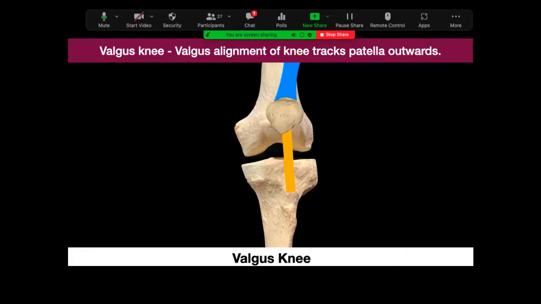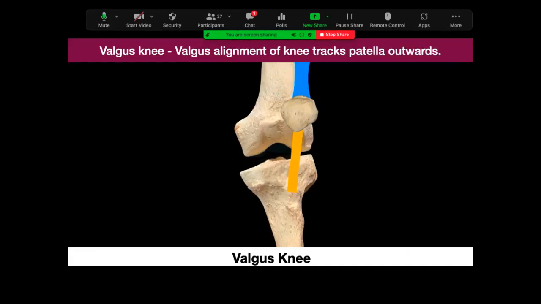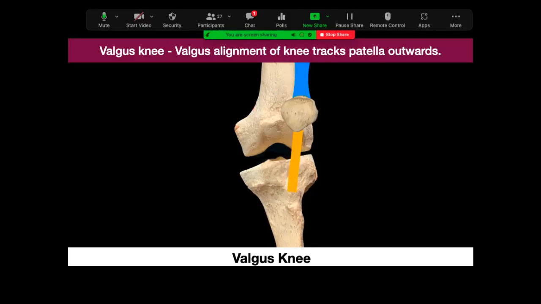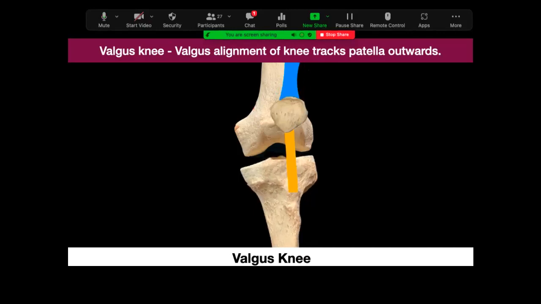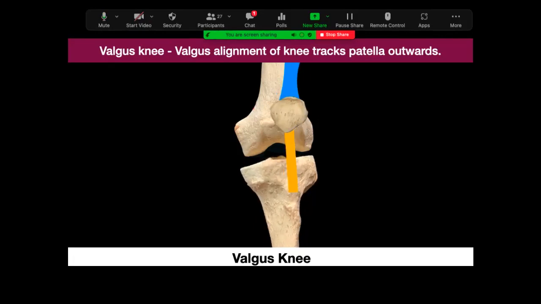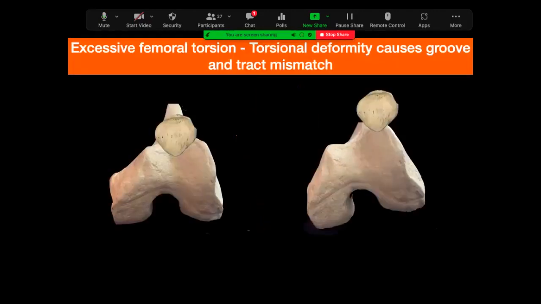For example, this is an animation. You'll see what happens in valgus. If the knee is valgoid, the patella is already lying in a lateral position. From the lateral position, when you flex, what happens? It hits the apex of the lateral femoral condyle, and your patella will dislocate on the lateral side. So whatever soft tissue reconstruction you do, it's not going to help you.